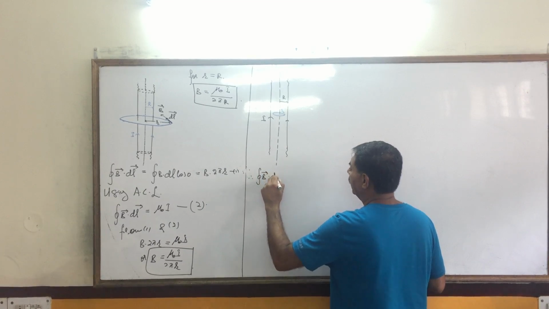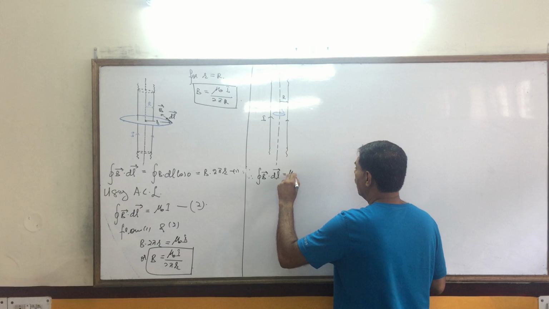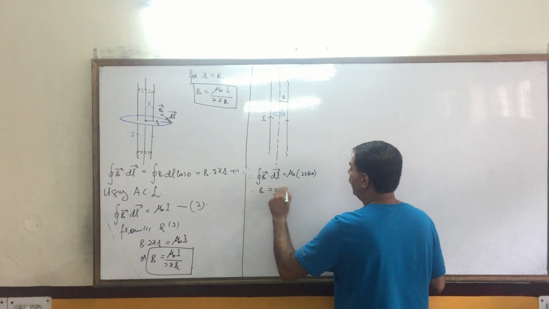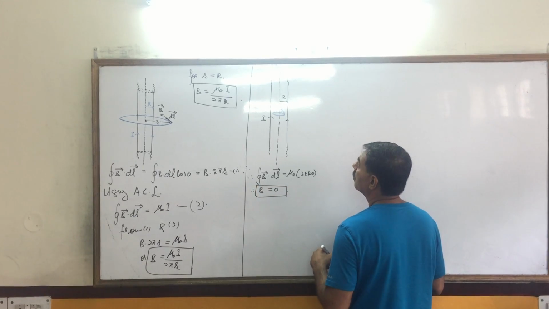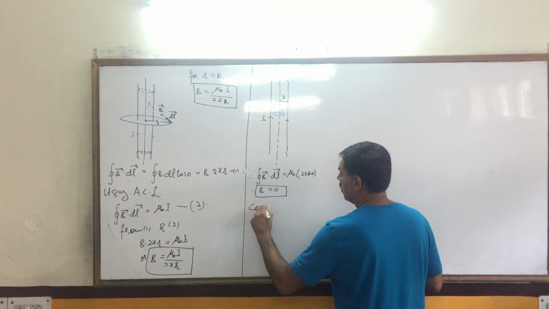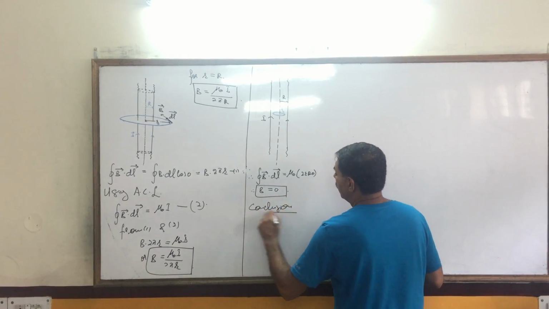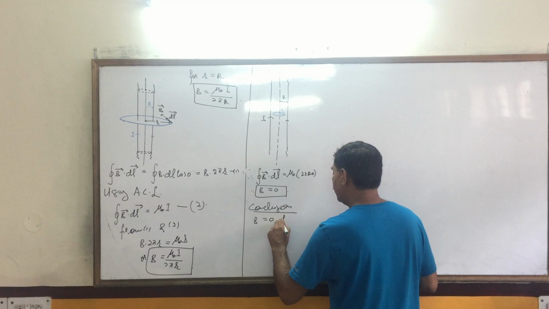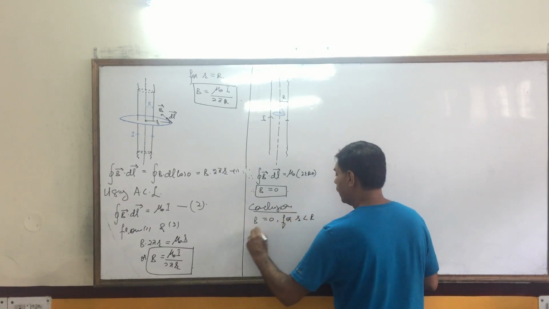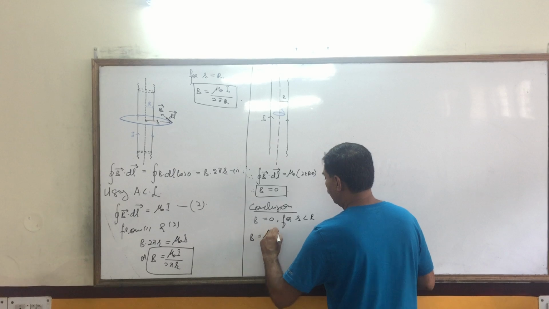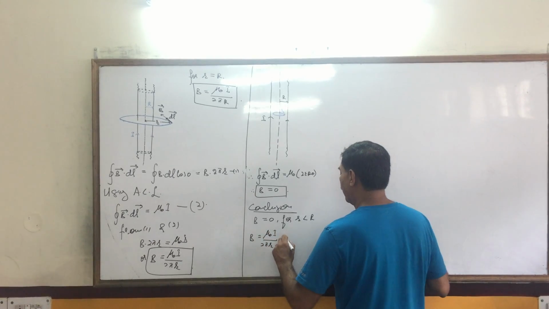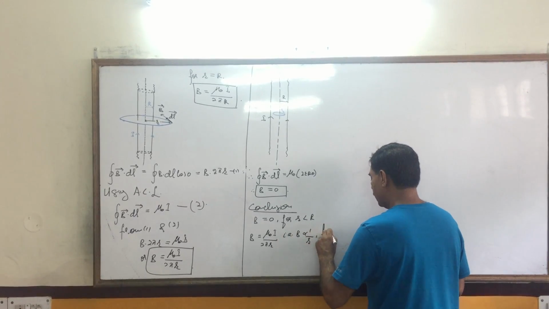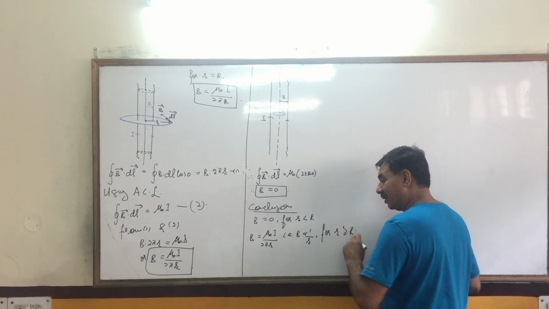Therefore, from ACL, integral of B dot dl is mu naught into 0. Therefore, B is equal to 0. Conclusion: B is equal to 0 for r less than R, and B is equal to mu naught I by 2 pi r. That is, B is inversely proportional to r for r greater than R.